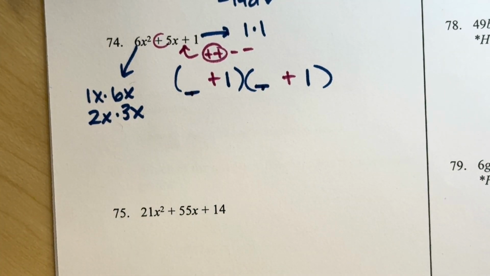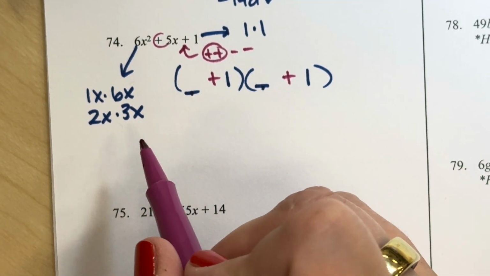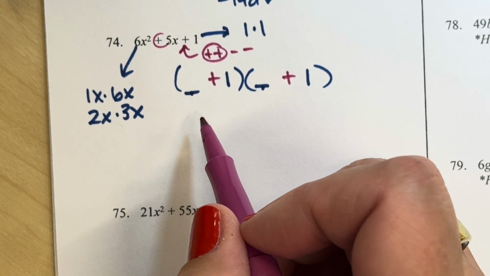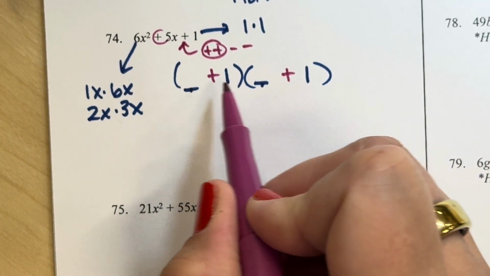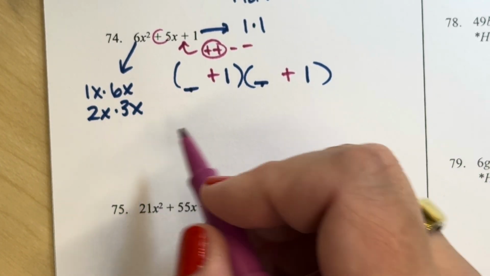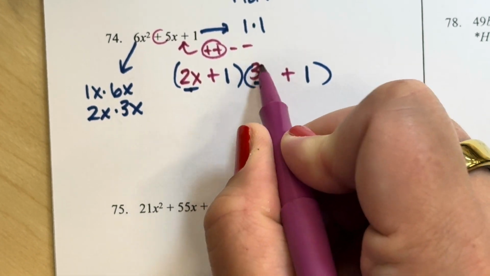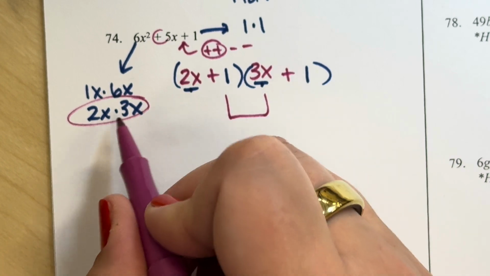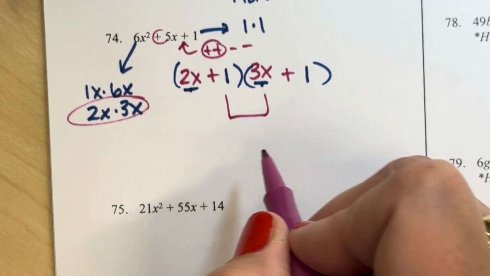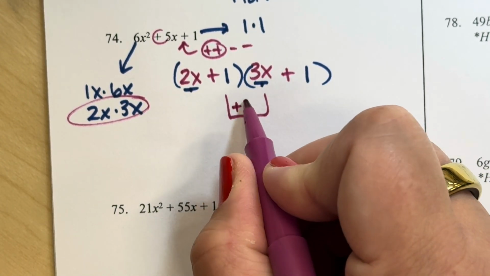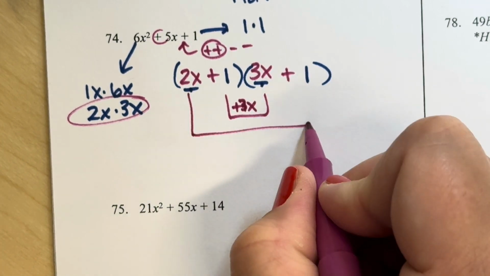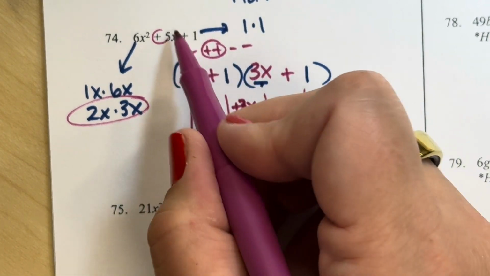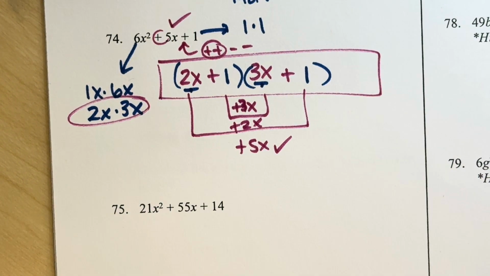And so what I can do is plug something in, and you probably should do this with pencil, because if you plug it in and it doesn't work, you have to try your other options. I'm going to plug in 2x and 3x, and so I'm trying this one out, and if it doesn't work, I need to go back and try the other option. 1 times 3x is positive 3x, 2x times positive 1 is positive 2x, and together those make positive 5x, which is my middle term. So this was my answer.